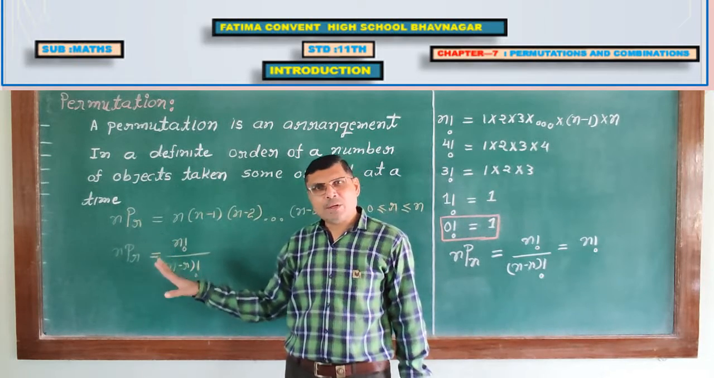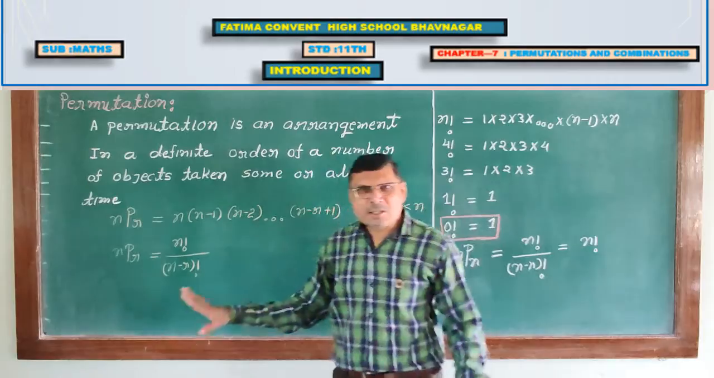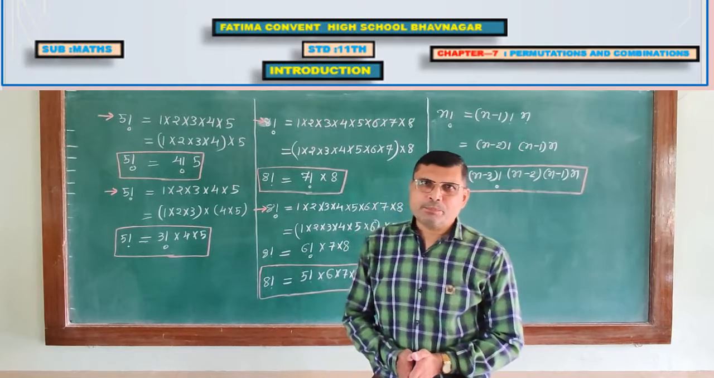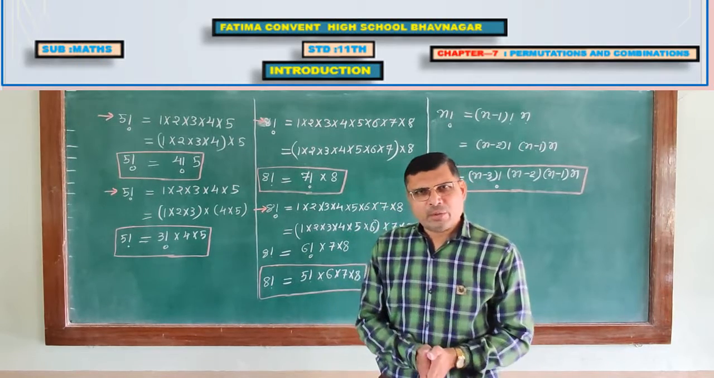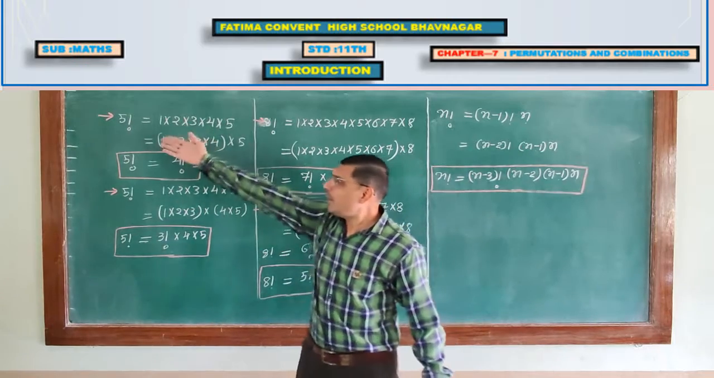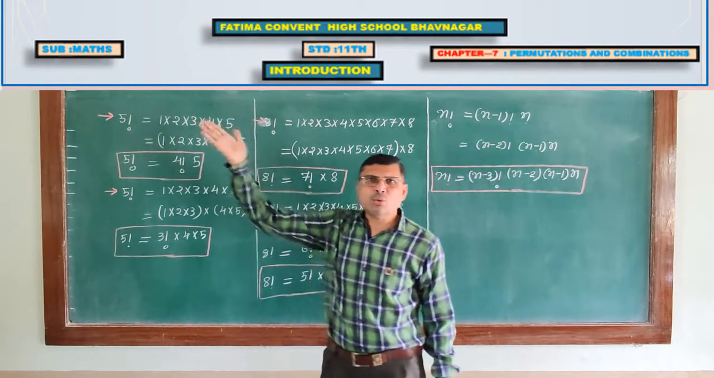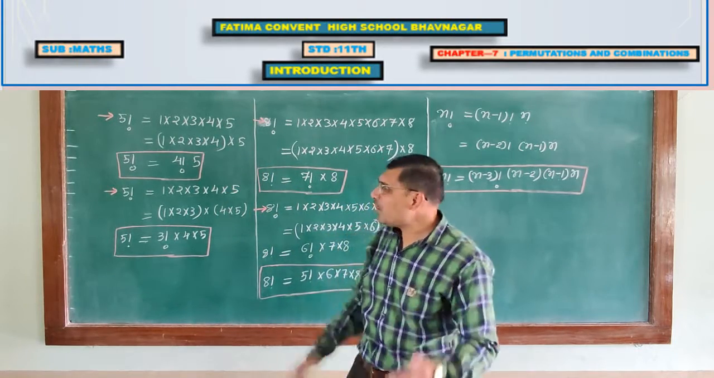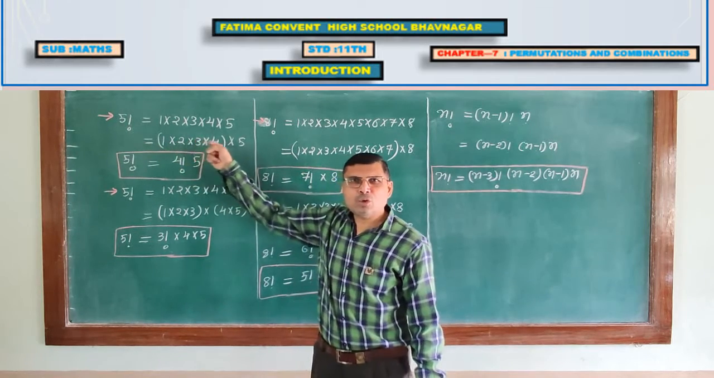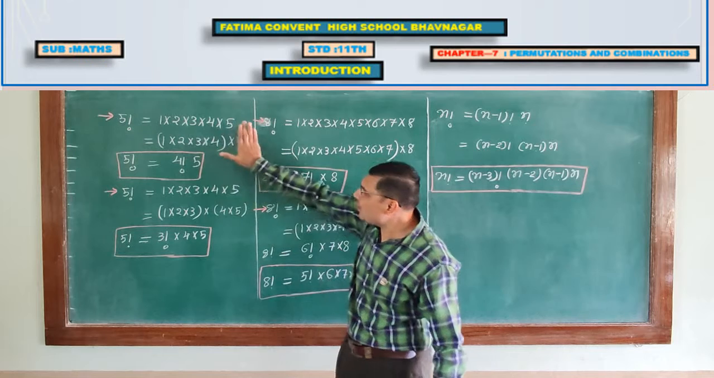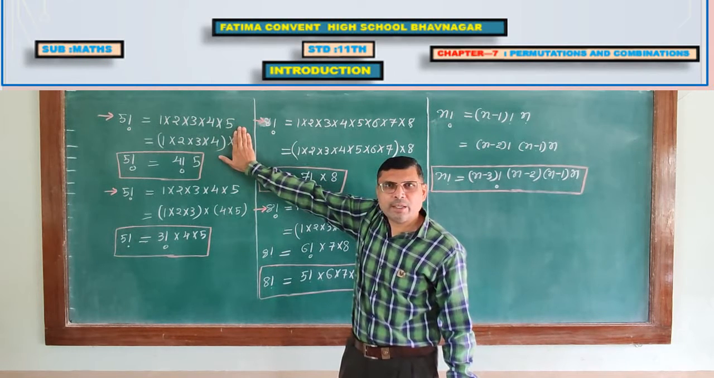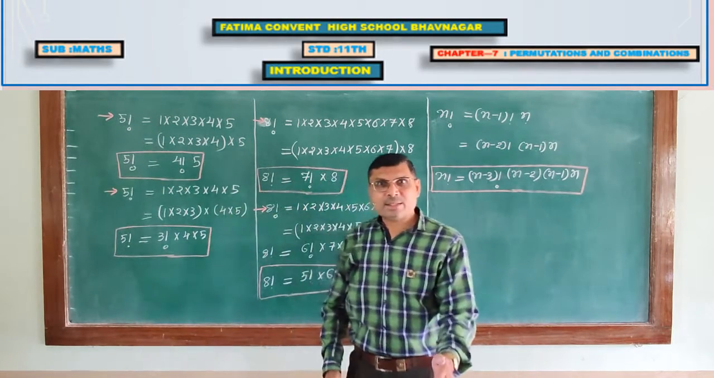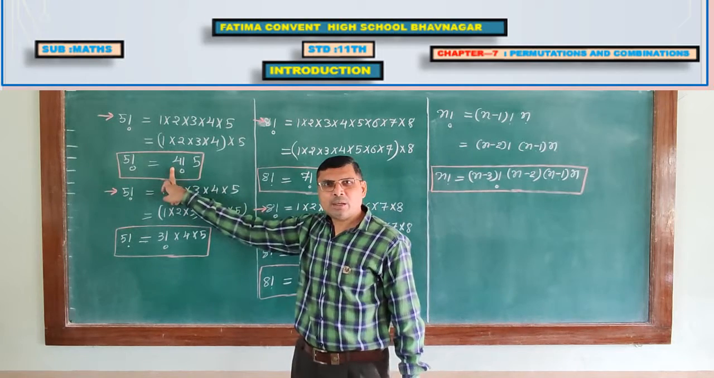In the next exercise, we will discuss this part only. What is nPr? Now you know what the meaning of factorial is. Now we are going a little bit ahead. Say the meaning of 5 factorial, you know, is 1 into 2 into 3, multiplication up to 5. But I may express 5 factorial in this form: 1 into 2 into 3 into 4 into 5. And if you observe, 1 into 2 into 3 into 4 is 4 factorial only. So 5 factorial you may express in this form: 4 factorial into 5.